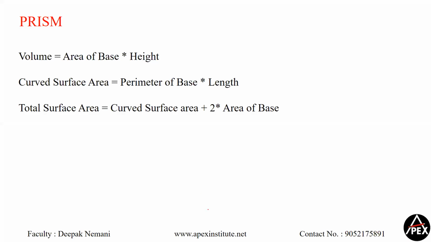But it should have uniform cross section throughout its height or length. Now, can I call cube a prism? Yes or no? As per the definition, cube has a uniform cross section throughout its height, isn't it? Yes, I call cube a prism, cuboid a prism, and cylinder is also a prism.